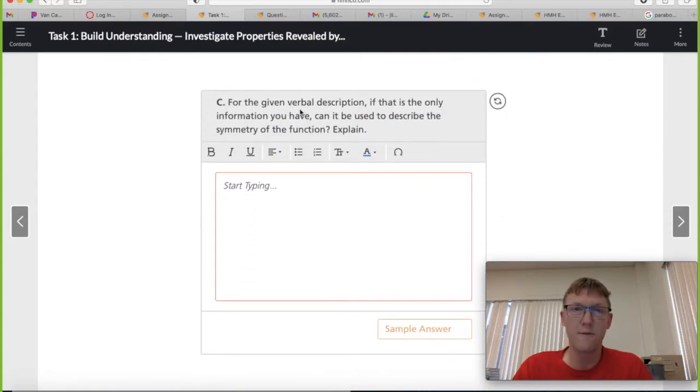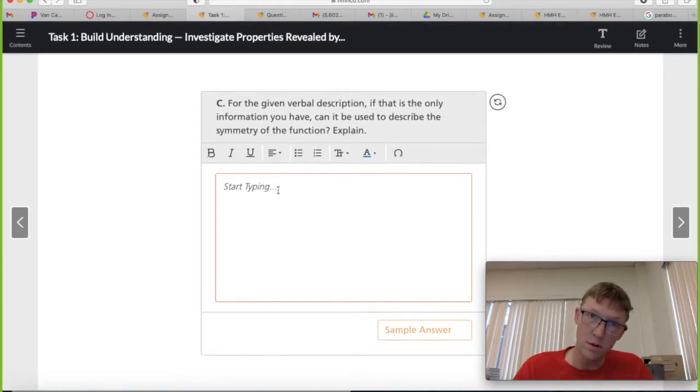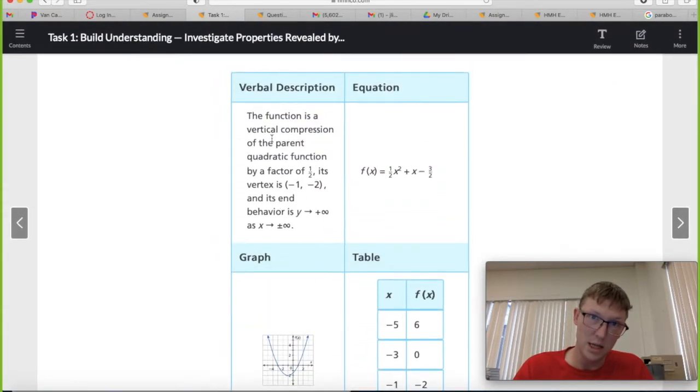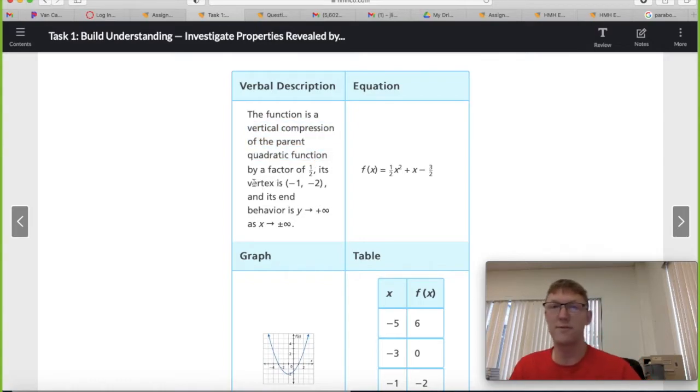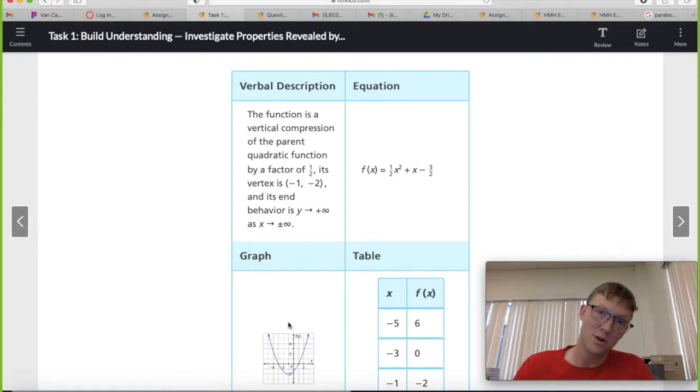For the given verbal description, if that is the only information you have, can it be used to describe the symmetry of the function? So no, technically. Actually, yes. Because since it tells us it's a vertical compression of the parent quadratic function, we know that it still maintains its symmetric properties. So yes, there's going to be a line of symmetry that goes through the vertex.